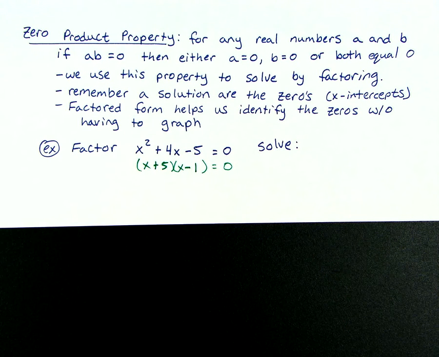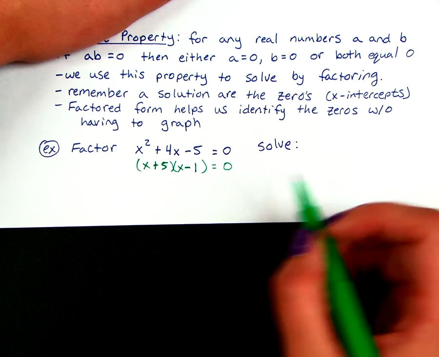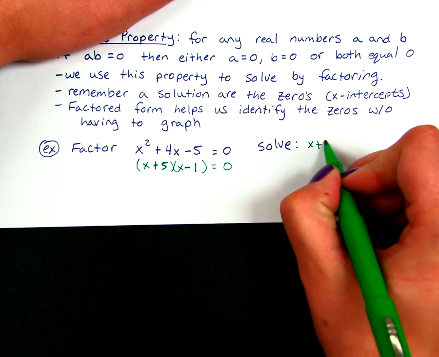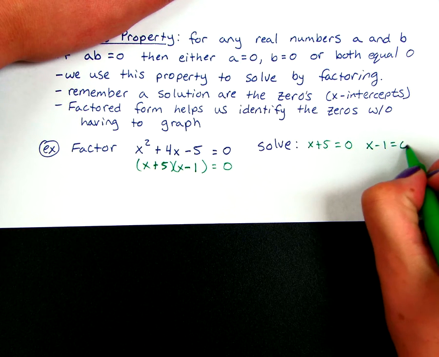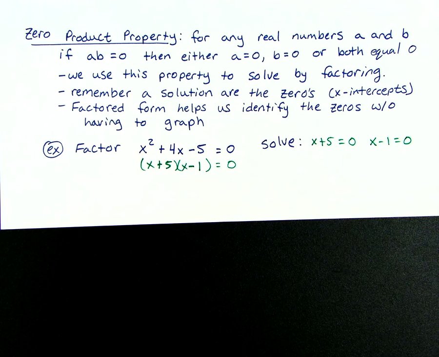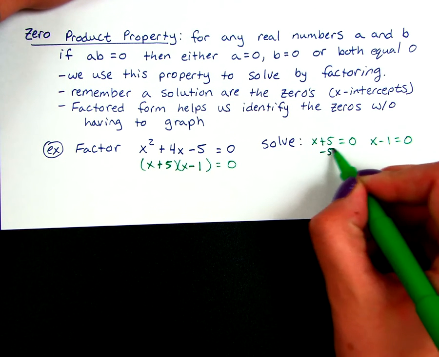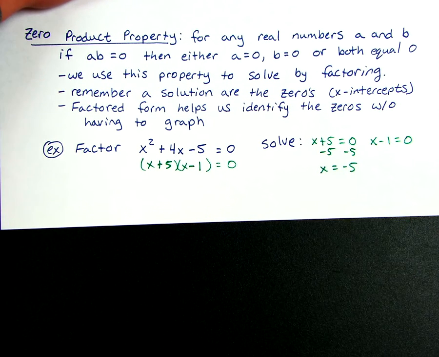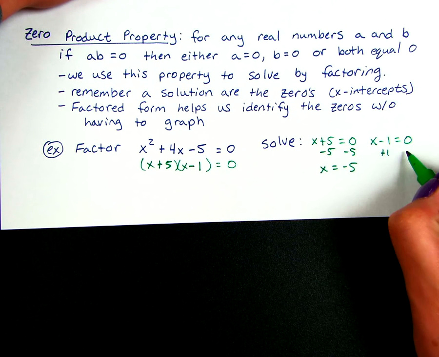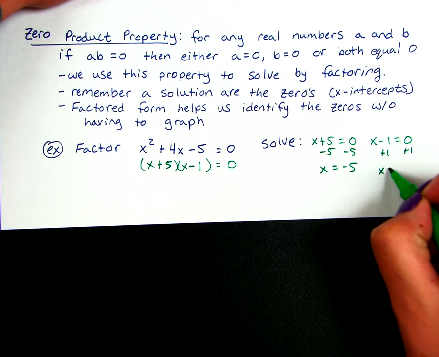Okay. So now I'm going to take each group and set it equal to 0. So x plus 5 equals 0, and x minus 1 equals 0, and then I'm just going to solve those linear equations to get my final answer. So we would subtract the 5 over. So our first answer will be x equals negative 5.